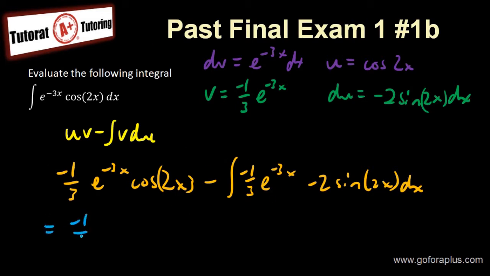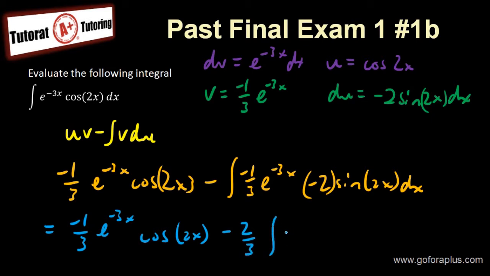So I have minus 1/3 e to the minus 3x cos of 2x plus, well, plus and then minus again. So I should have put a bracket here so that I know that it's multiply. So minus 2/3 integral of e to the minus 3x sine of 2x dx. Now, if you are scared to forget about the plus c, you can add it here so that you don't forget about it at the end.